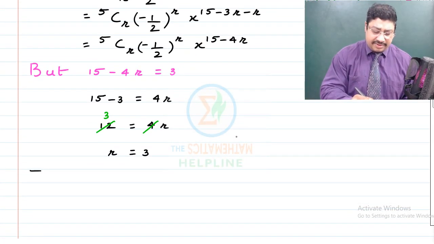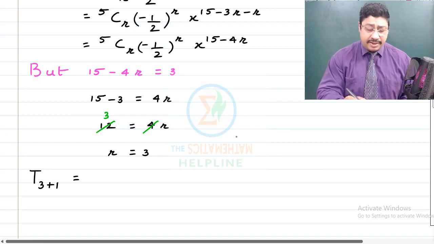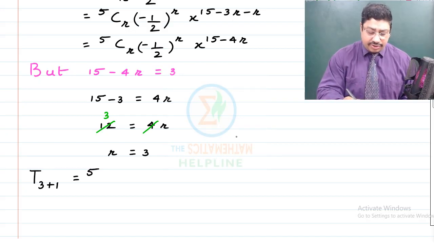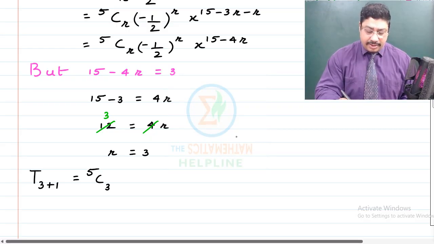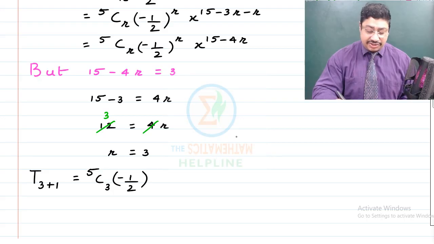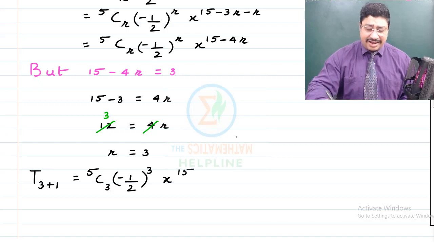So we will have this as T3 plus 1. That means in the fourth term this is going to happen. And what is the coefficient? The coefficient is all the numbers which are multiplied with this. So it will become 5C3 times (minus 1 upon 2), which is raised to the power of the number which is r, that is 3 here. And further we know that this is going to get calculated as 3, but even then we will calculate it and double check it.